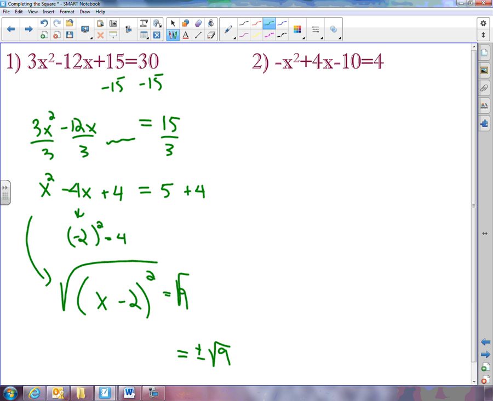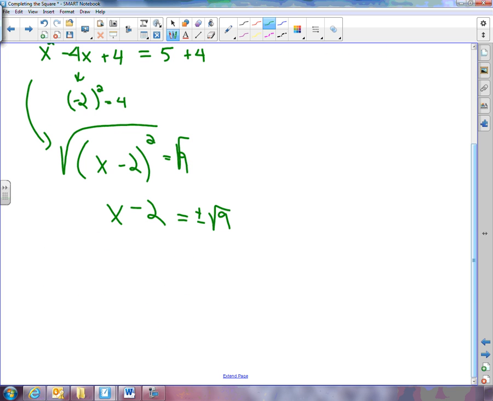And here I'm just going to get x minus 2. So this one came out nice and pretty. The square root of 9 is just 3. So on this side I have plus or minus 3. On this side I have x minus 2. So I'm just going to add 2 to both sides. So I get x equals 2 plus or minus 3.